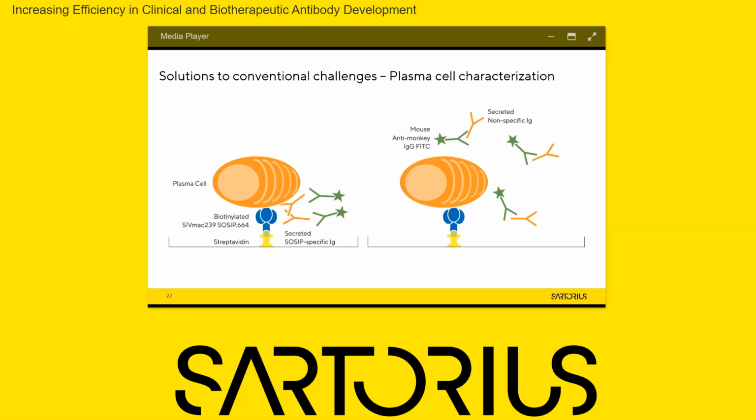On the right-hand side, the cell has been immobilized in the well, and it's secreting some non-specific IgG antibodies, so they aren't binding to the SIV-MAC239. The mouse anti-monkey IgG FITC is binding to these secreted antibodies, but they are just diffusing away, and so you're not seeing a fluorescent signal as you would on the left-hand side.